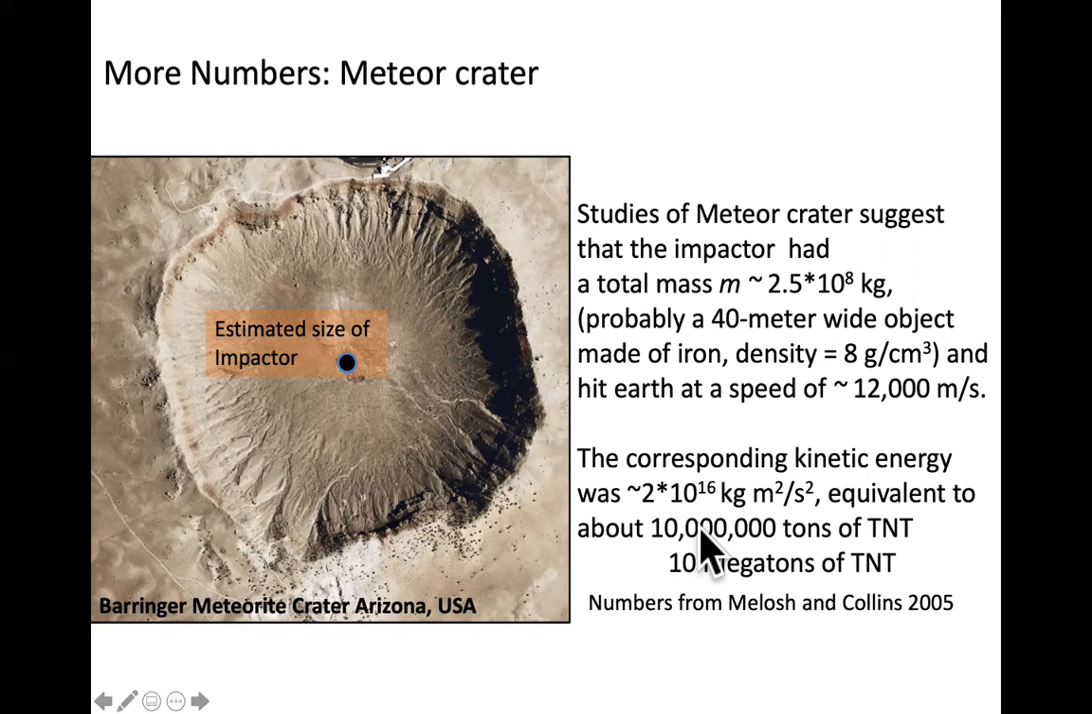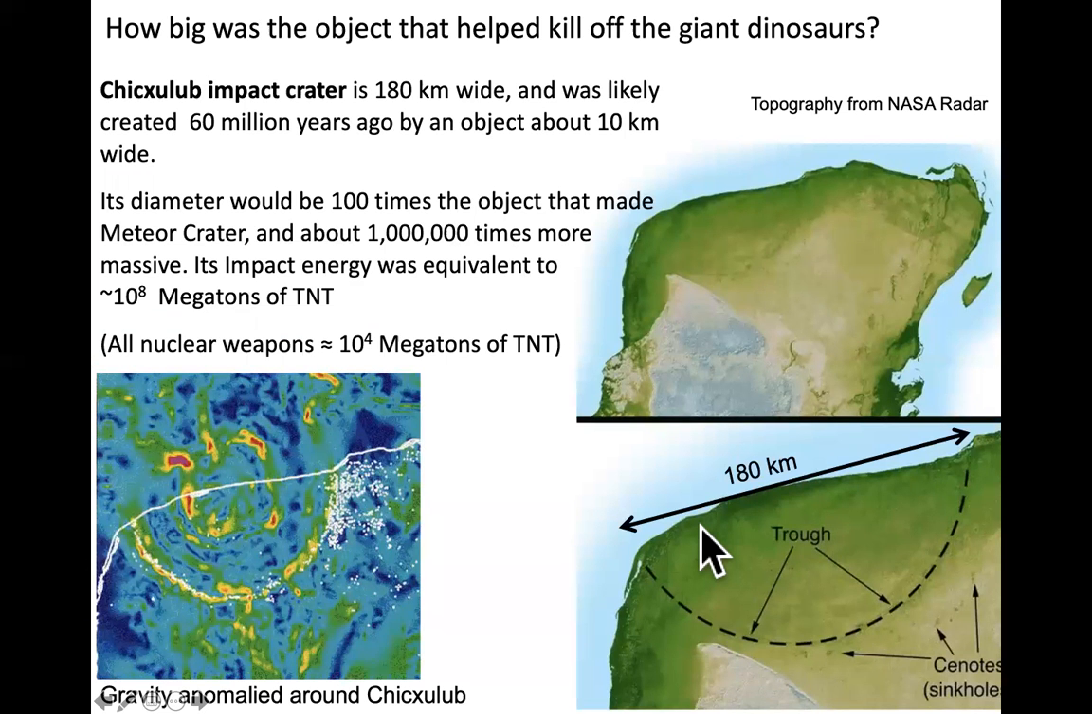The other useful baseline for comparison is, of course, the impact that marked the end of the age of dinosaurs, which we know happened in Mexico, at the edge of the Yucatan Peninsula. If you look at topography, you can actually see the edge of the crater subtly here. If you look in gravity data, which is actually a better way to do it, you can see the rings of the crater here. This crater is about 180 kilometers wide and was created by an object maybe 10 kilometers wide.